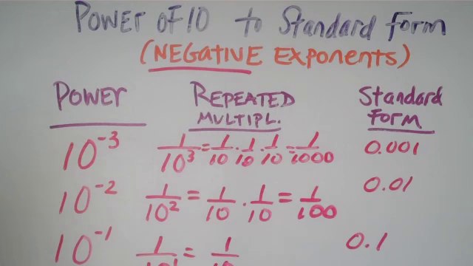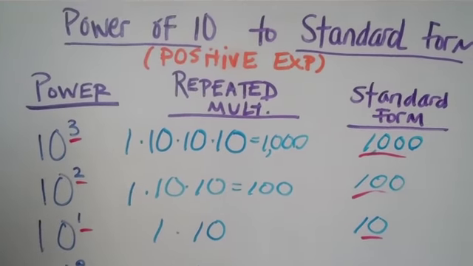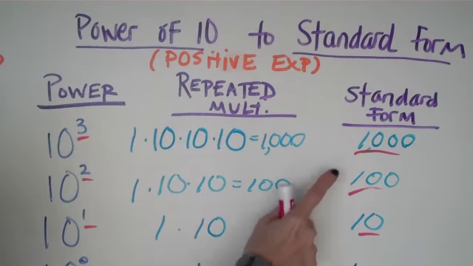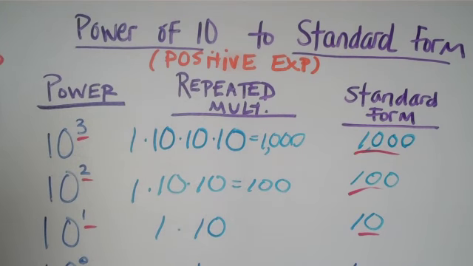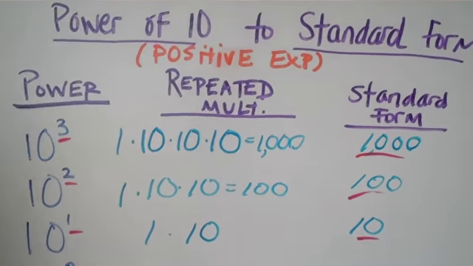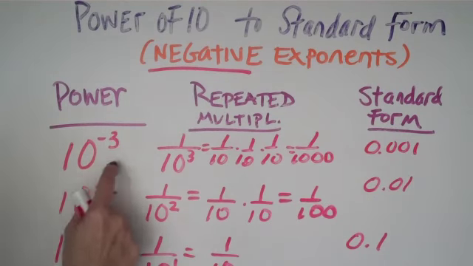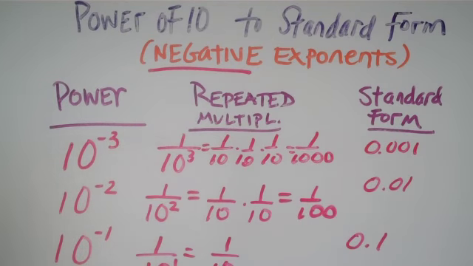And just looking back again, notice that the positive exponents were written into standard form, but they look different. They're in standard form in terms of a whole number. So when you have a positive exponent, you get a whole number. When you have a negative exponent, you get a decimal. That's it. Just replay it, do a couple examples, and it should all make sense.